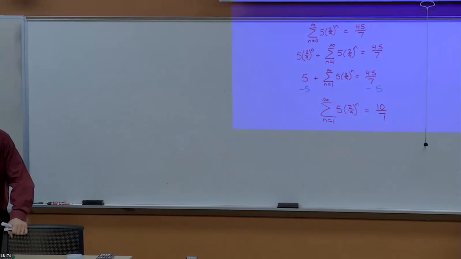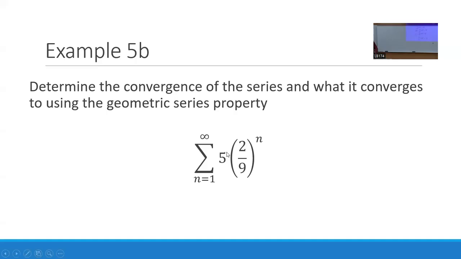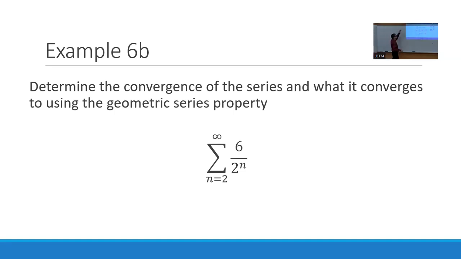All right. I want you to try this one on your own. 6A. Let's just do this one. Find the infinite sum of 6 over 2 to the n, and our count starts at 2 and goes up to infinity.